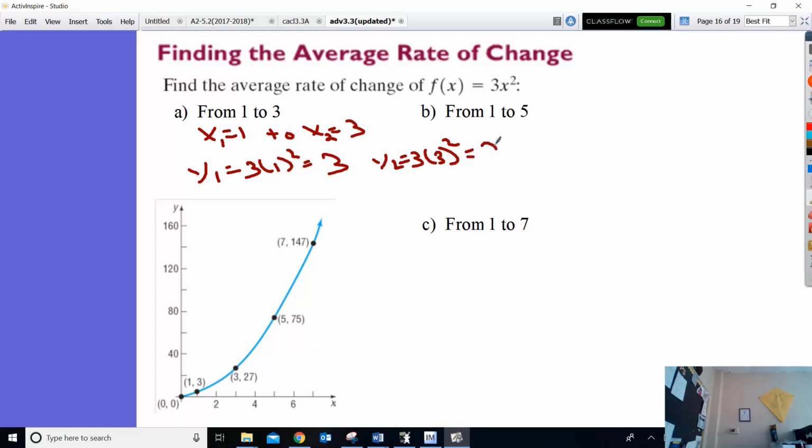So you have a set of x values and a set of y values. Can you find average rate of change? Yes. How? By using the formula for slope.